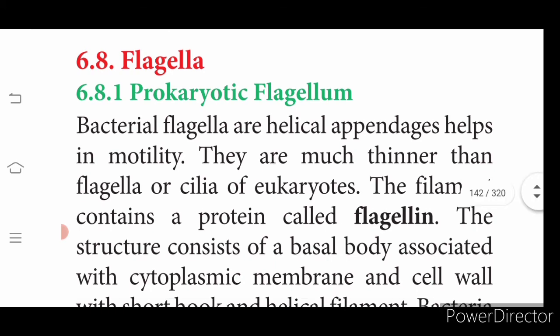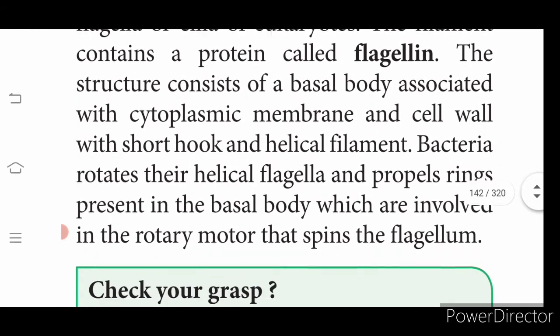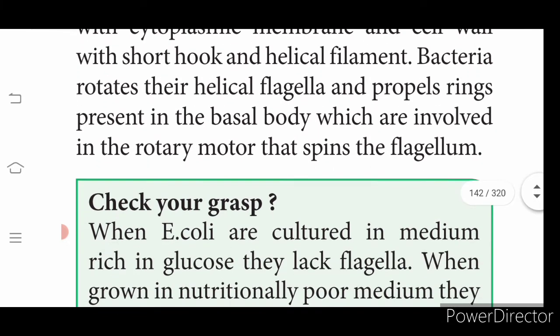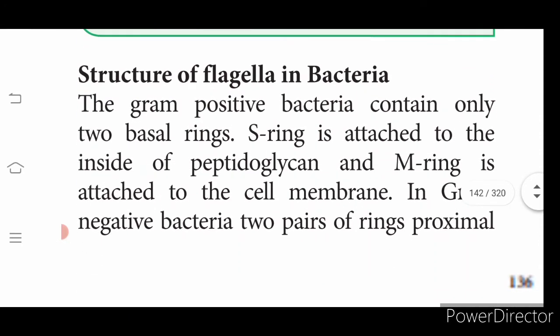Then coming to flagella, the prokaryotic flagellum. Bacteria have flagella, and they help in motility. Movement of the bacteria occurs with the help of the flagella, which is made up of a protein called flagellin. The structure consists of the basal body associated with the cytoplasmic membrane. The bacteria rotate their helical flagella and propel; a ring present in the basal body is involved in the rotary motor, and it spins the flagellum. This spinning movement makes it move.